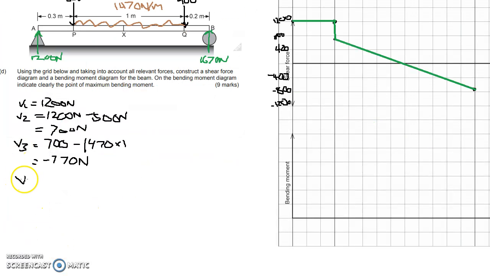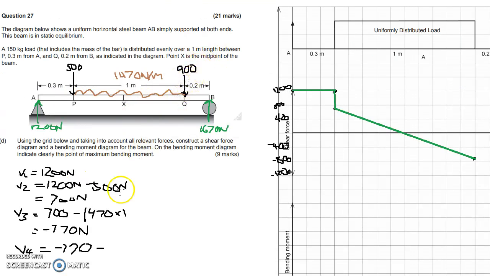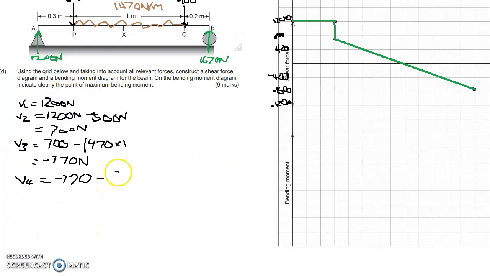So V4, again, it's going to be the value of my last shear force, which is minus 770. And I'm going to have to take the value of the point load that's acting there, which is 900. So it's going to be minus 1670 newtons. So this is going to drop to minus 1670, which is somewhere there. Draw a straight line between those.